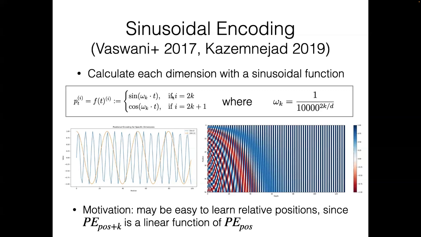Sorry, i here is the dimension in the vector, and then t is the position in the sequence. Yep. Why do the waves have a different frequency? Some of them maybe capture longer range patterns, and then some are fluctuating more quickly.